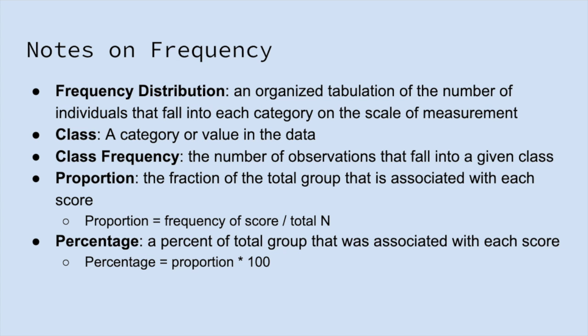First, let's begin by going over a few notes on frequency. Frequency distribution is an organized tabulation of the number of individuals that fall into each category on the scale of measurement. Class is a category or value in the data. Class frequency represents the number of observations that fall into a given class. Proportion is the fraction of the total group that is associated with each score. The equation for proportion is the frequency of the score divided by the total number of observations. Percentage is the percent of the total group that is associated with each score. The equation for percentage is the proportion multiplied by 100.